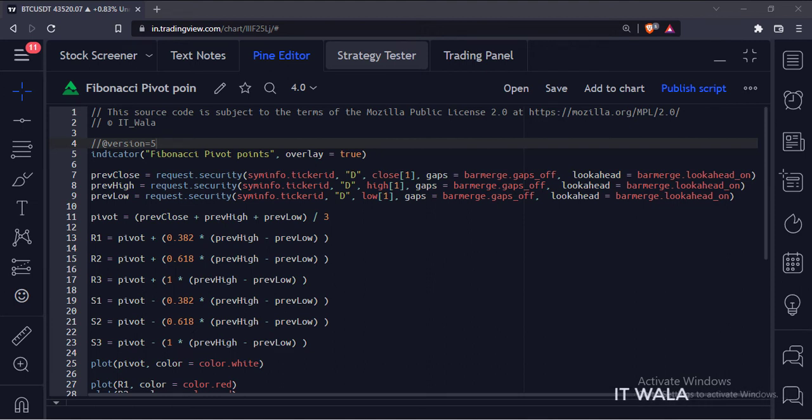Today we will see how to plot Fibonacci pivot point levels in the Tradingview Pine script. This is the indicator function with the name Fibonacci pivot points.